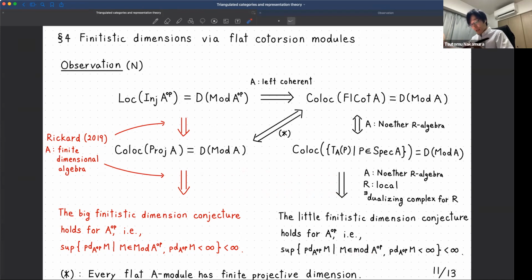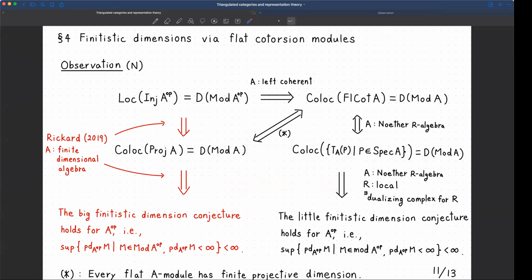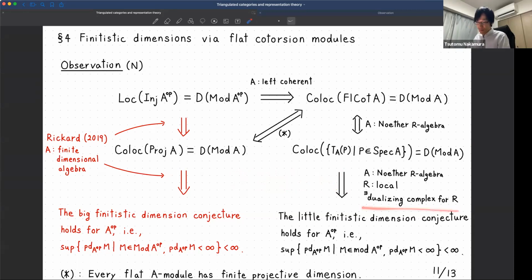Then Matlis duality sends all finitely generated modules to Artinian modules. And for Artinian modules, this functor works well. Namely, this functor detects injective dimension of them. So I was able to modify his proof to this general setup, replacing big by little.